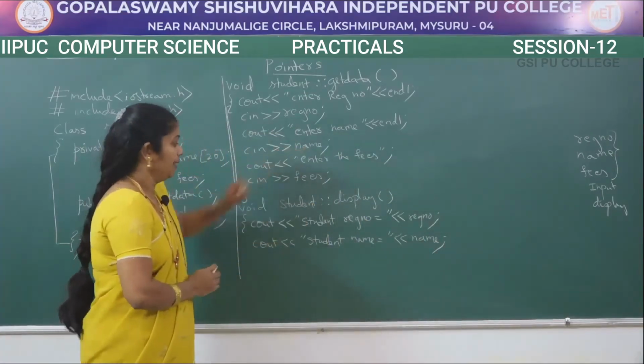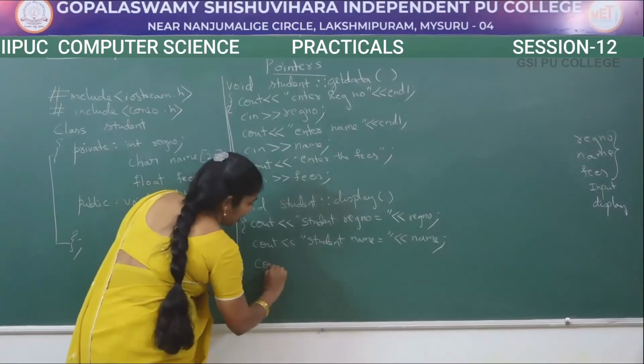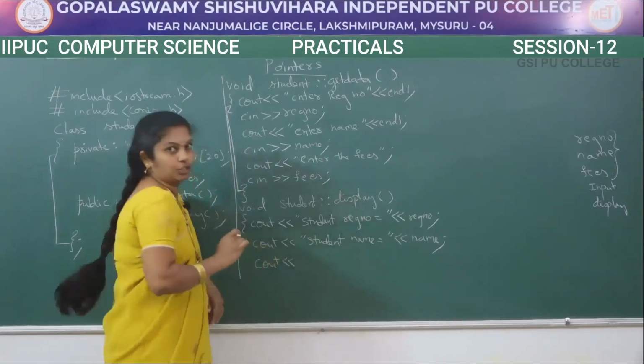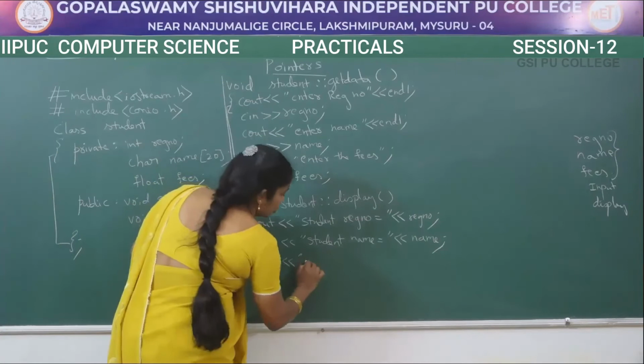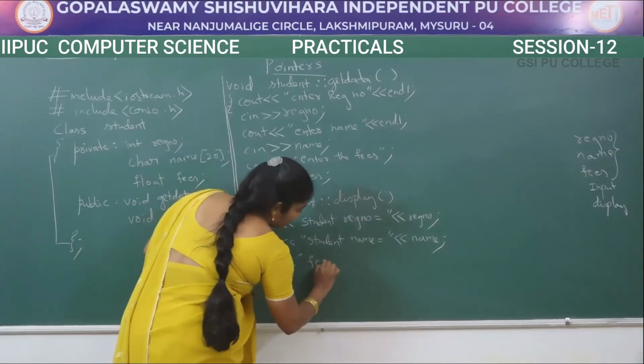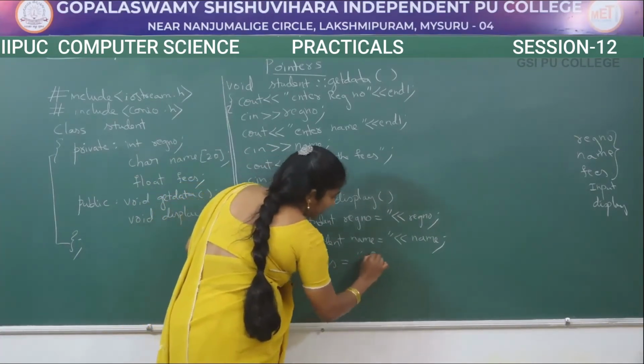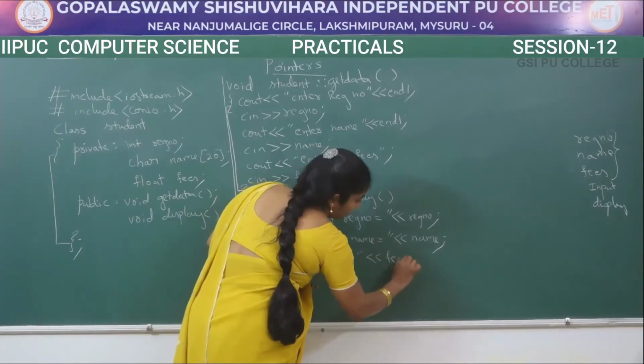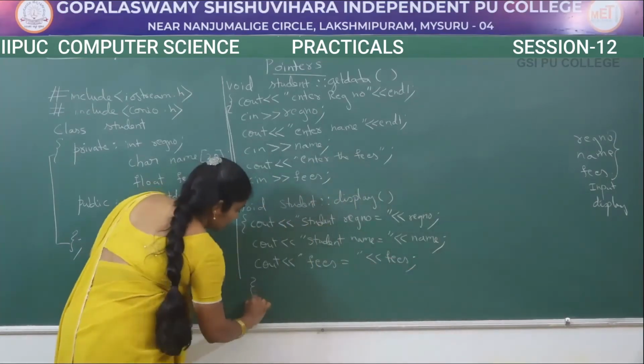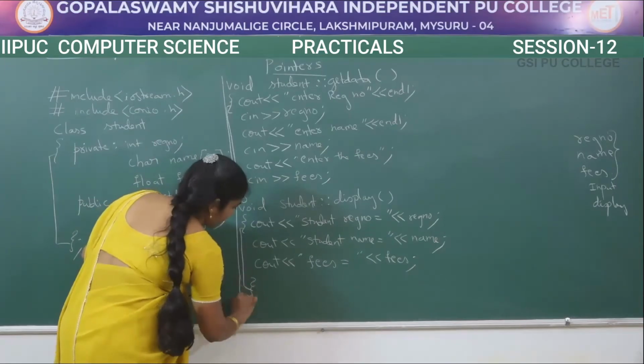Display the name. Next, cout. If you want, you can use end line. It's optional for you. The last one is student fees equals, display the fees value. Then close this function which you opened.